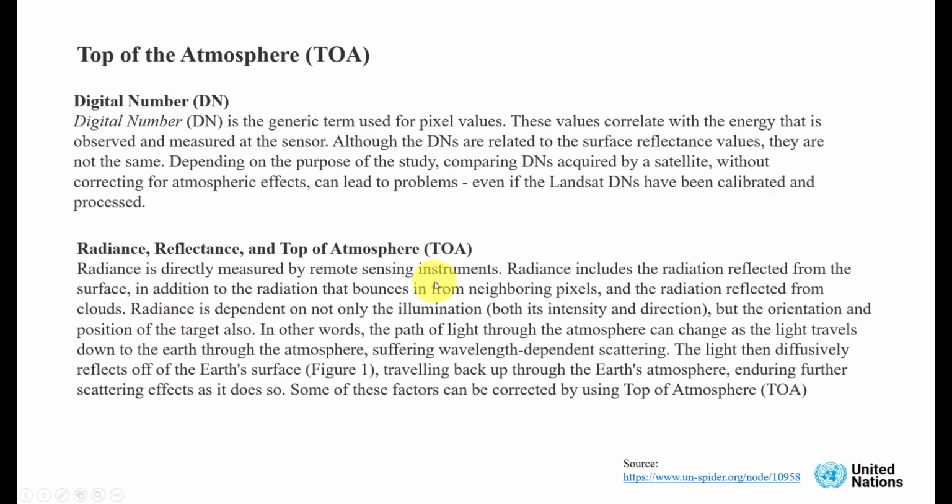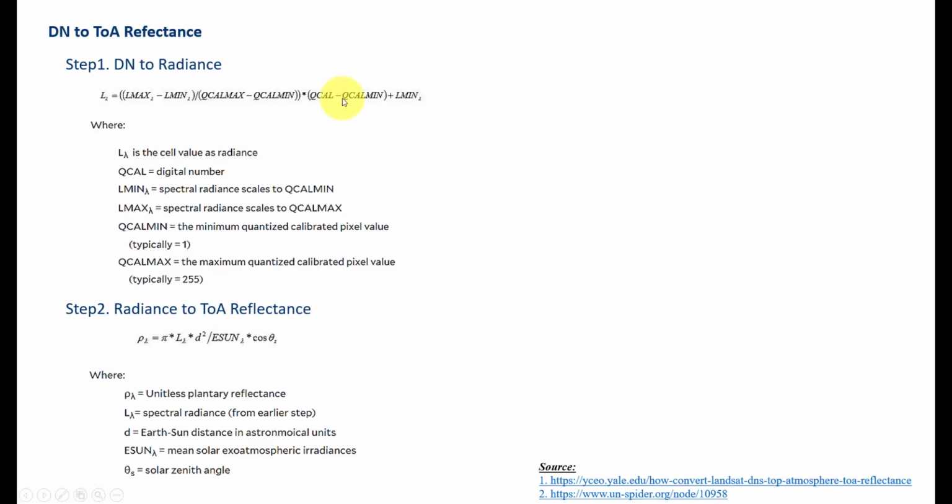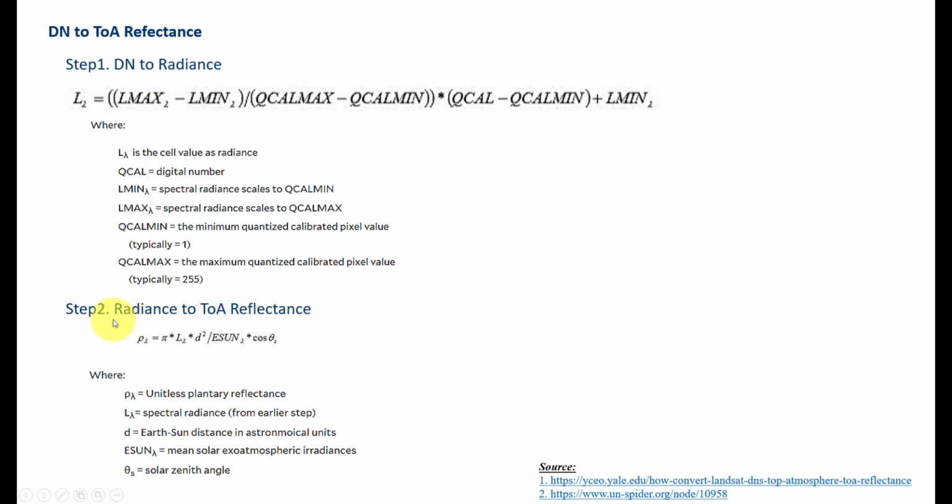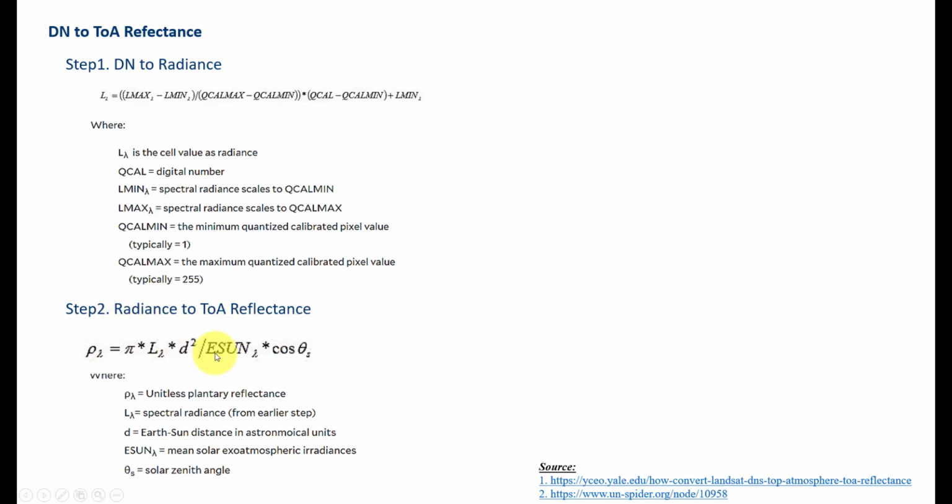So this is the information on how TOA has been created. This information is copied from the United Nations website. Okay, this slide I will share within this tool. This is the formula that we have used to extract an image. First, we have converted the DN, the digital number, to radians using this formula, and then we have converted from radians to reflectance, using this formula.